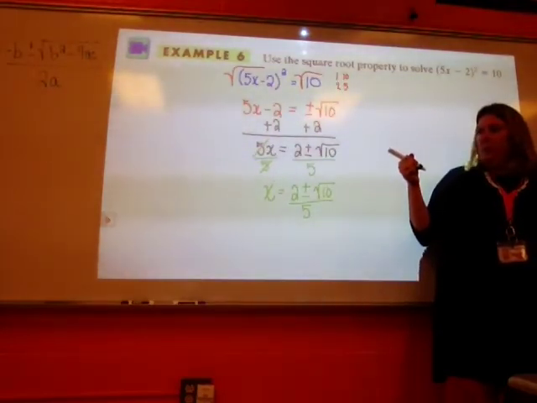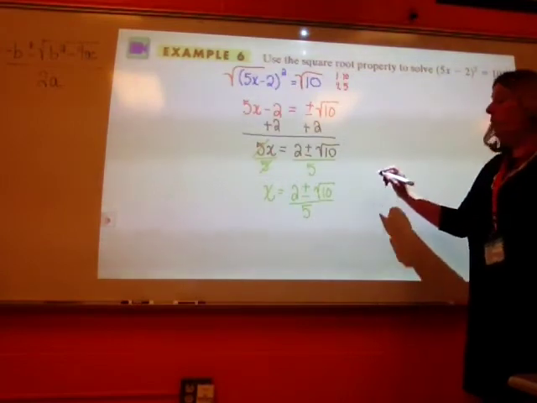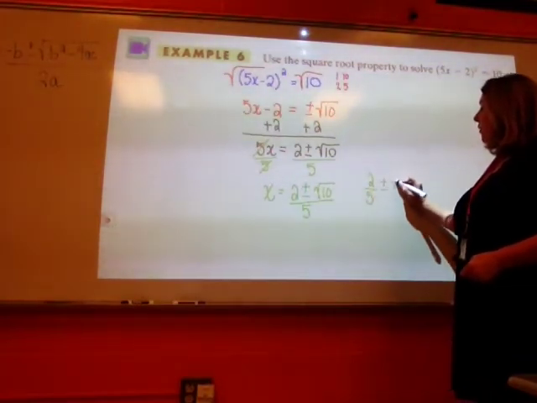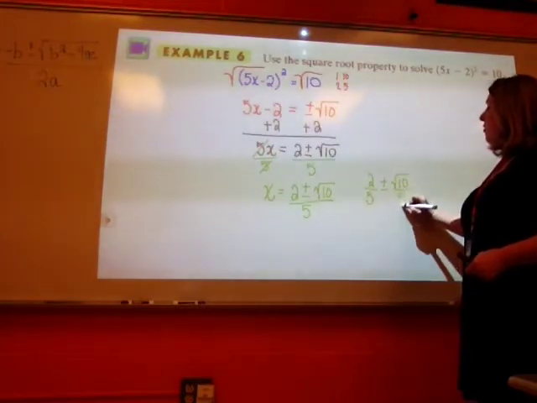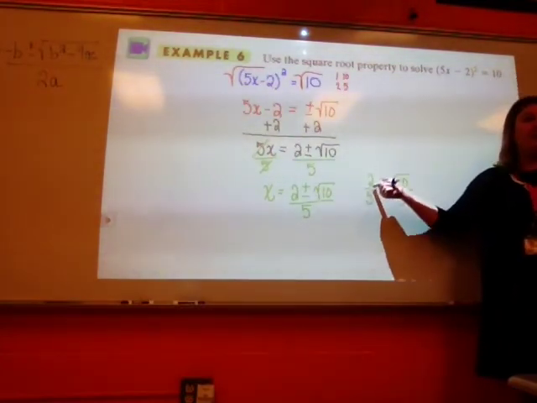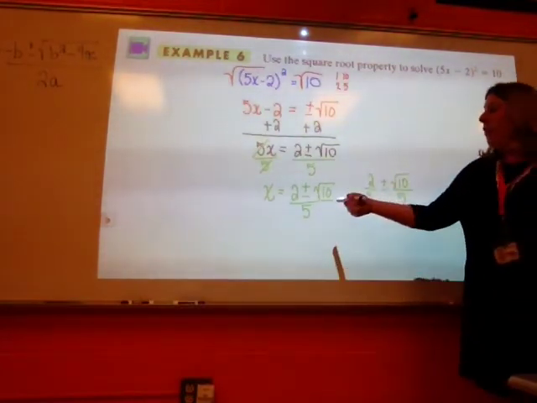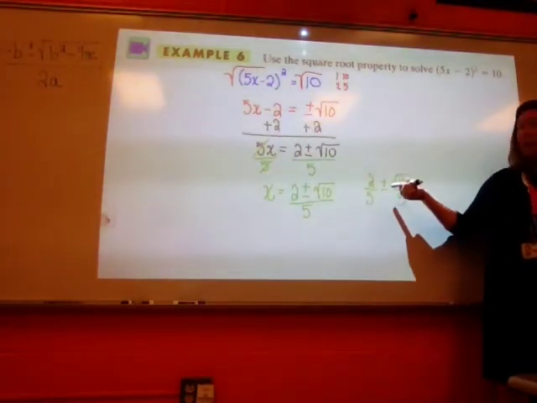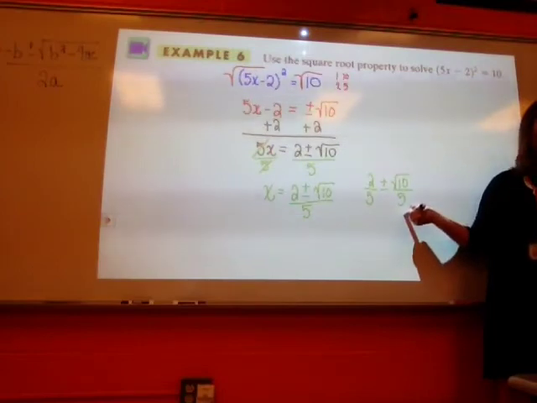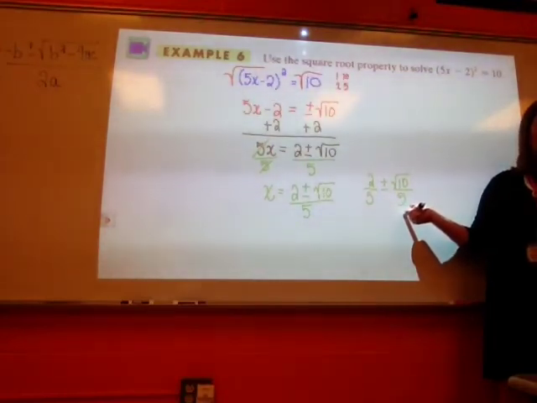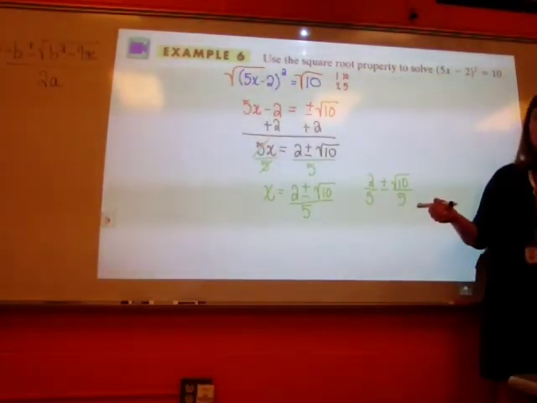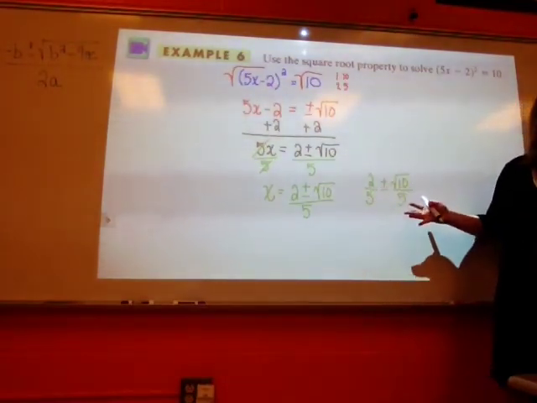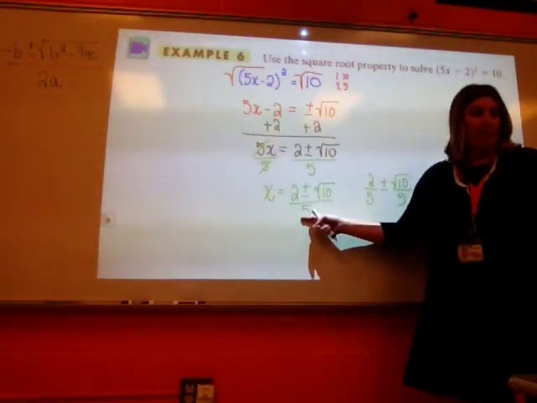Are we good? Oh, you split it? You did 2 over 5 plus or minus the square root of 10 over 5? Yeah. That would work if those simplified. So like if this were a 6 and that was simplified to 1/3 plus or minus the square root of 10 over 6, then that would work. Okay? Does that make sense? So that's not wrong. It's just because nothing can happen, you're probably just going to see it this way.